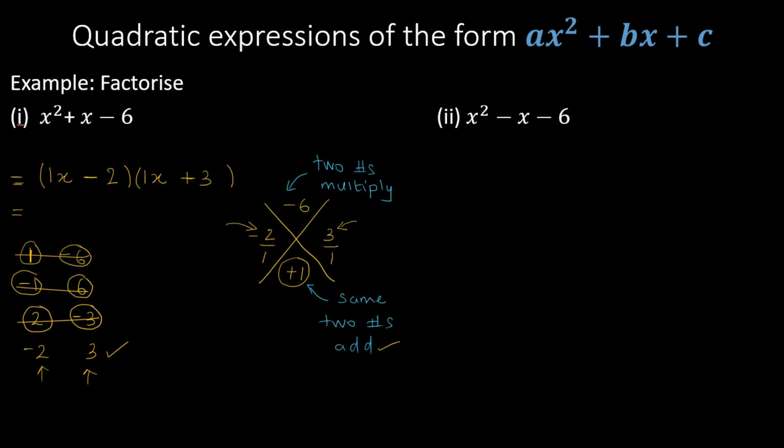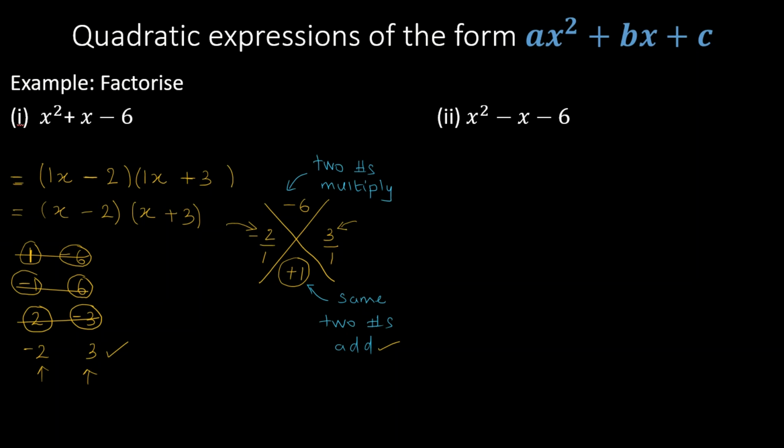And as you already know, 1x is simply x. So we write down x minus 2. And 1x in the second pair of brackets, again it is simply x. So this is it. Let us take a second part.